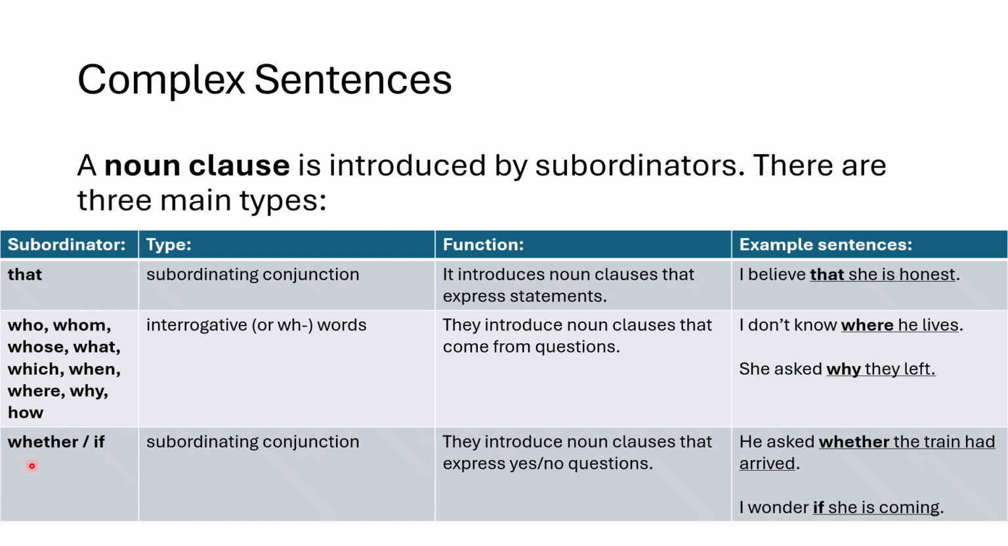The subordinators whether and if are subordinating conjunctions. They introduce noun clauses that express yes or no questions. For example, he asked whether the train had arrived. I wonder if she is coming.